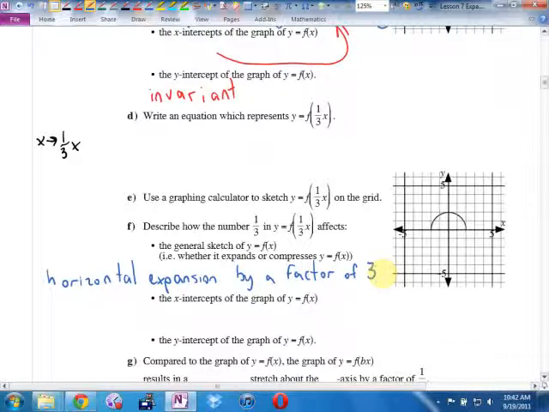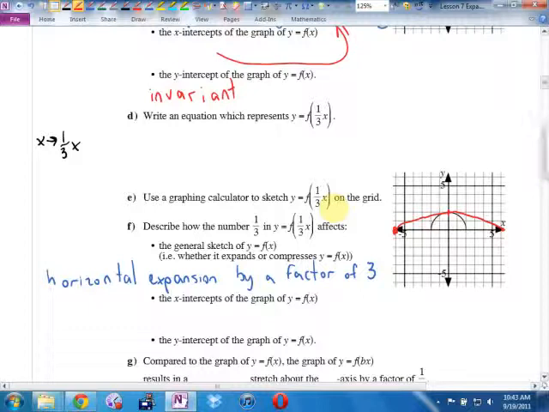What does that mean? Andrew, it means that all of my x-coordinates are going to be 3 times bigger. Andrew, what's my x-coordinate right here, right now? What's it going to become? Yep. What's my x-coordinate right here, right now? You know what's going to become? Invariant. And this one's going to become positive 6. That red graph is the image of the original under the transformation y equals f of 1/3 x, a horizontal expansion.